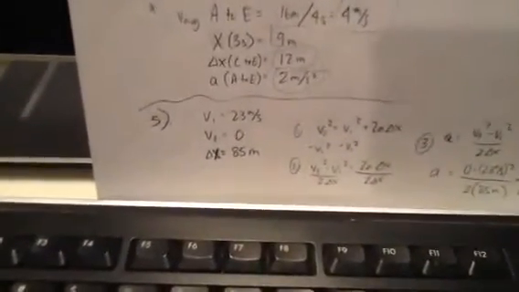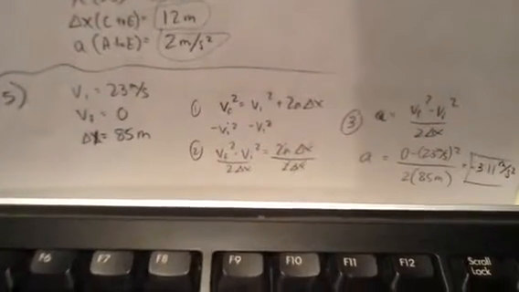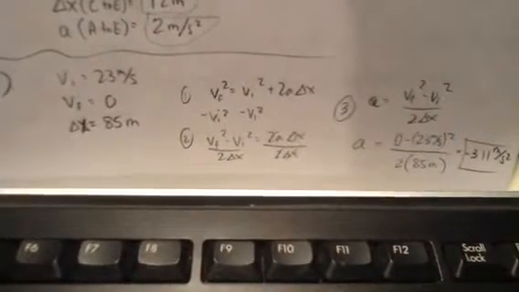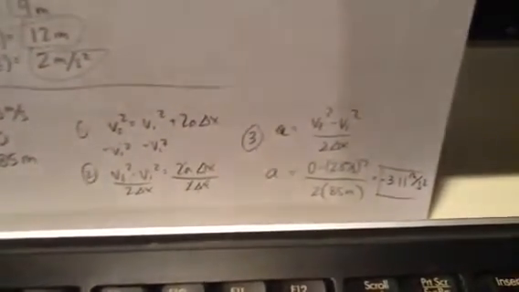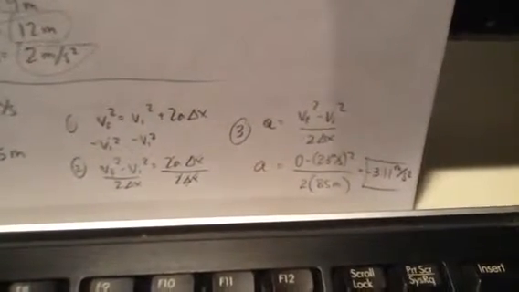Number 5, these are the givens right here. Number 1 here shows you the equation of motion that you start with, and then I showed you the steps to get the acceleration a by itself, which brings you to the equation there, number 3. And when you plug in your numbers, you get 3.11 meters per second squared negative. I'm going to try to speed up a little bit here because otherwise this video is going to take forever.